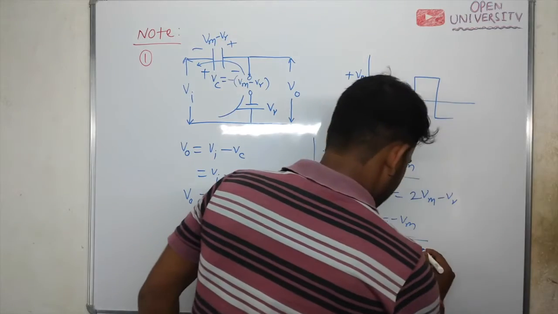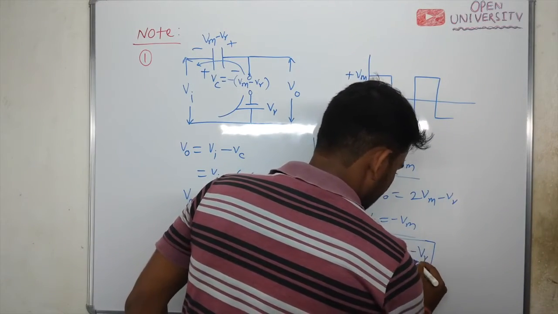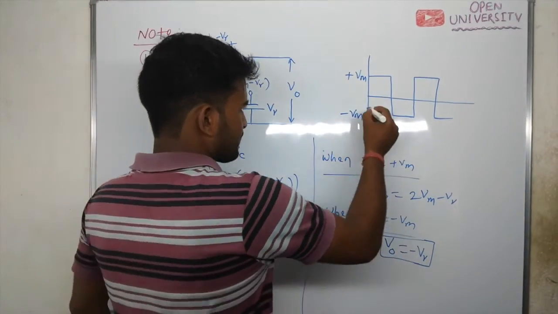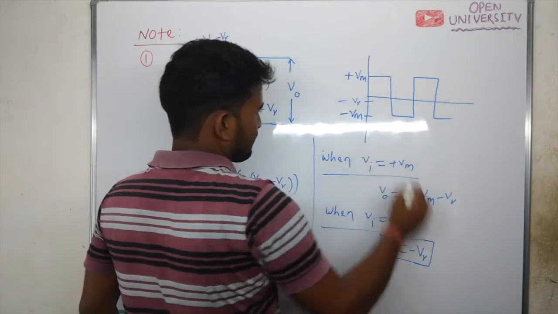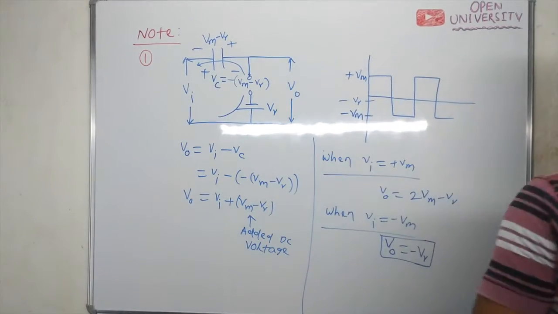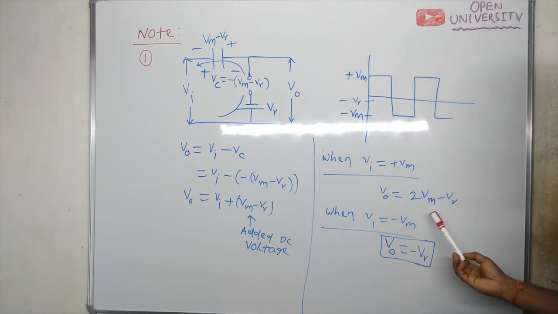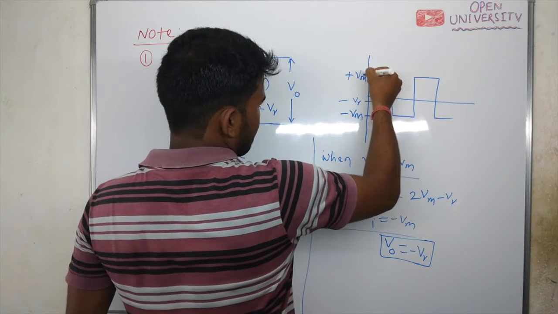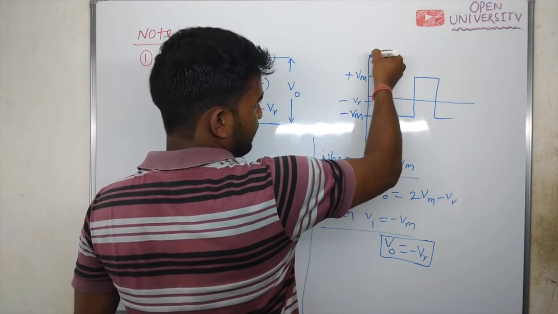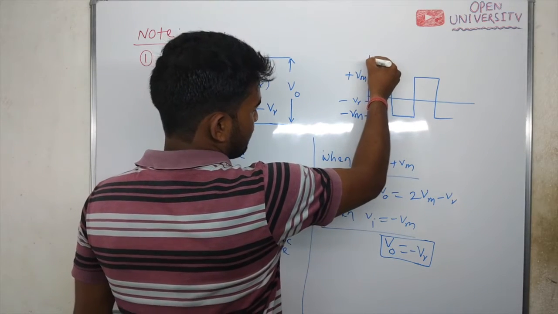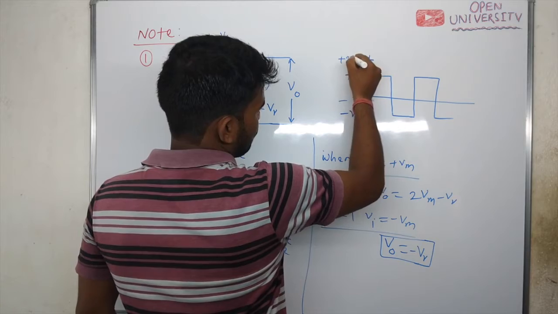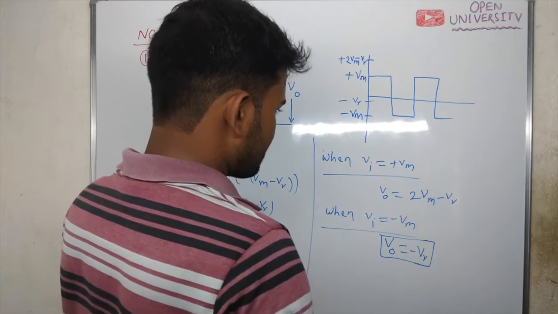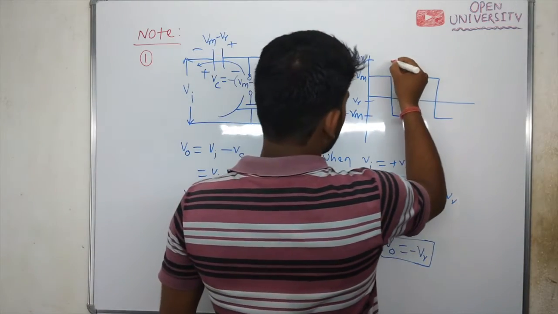Now plot the output waveform. This is your minus V gamma. So when Vi is plus Vm, output voltage is 2Vm minus V gamma. If this is Vm, then this will be 2Vm. Then what is 2Vm minus V gamma? Here, this is plus 2Vm minus V gamma. So when input voltage is plus Vm, output voltage is 2Vm minus V gamma.